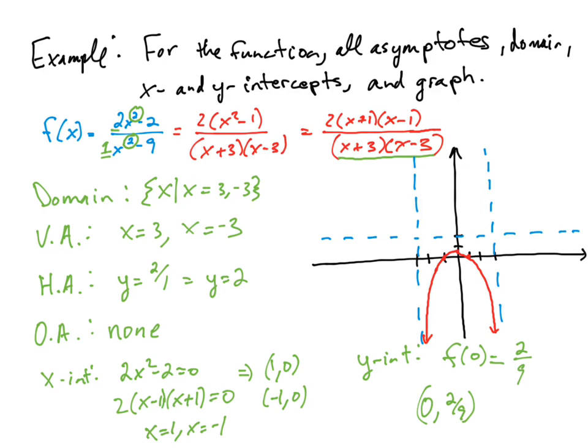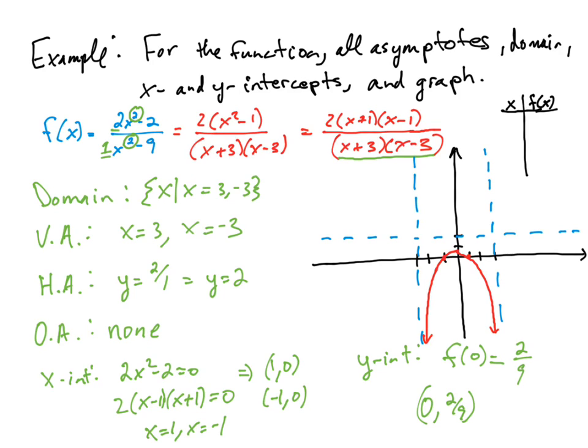So we need to figure out, is the graph going to be up here or down here? And then similarly, is the graph going to be here or here? So above or below that horizontal asymptote. So let's see how we can determine that. What we want to do is just pick a few points and see what happens. So I'll make a little table here.